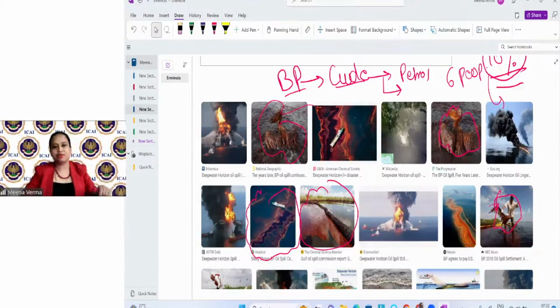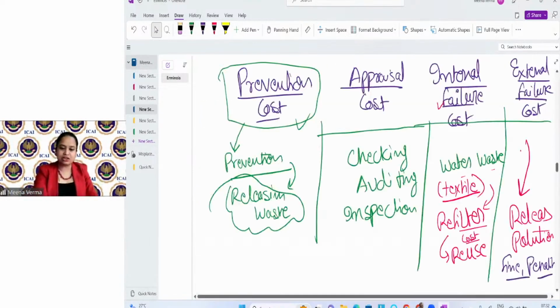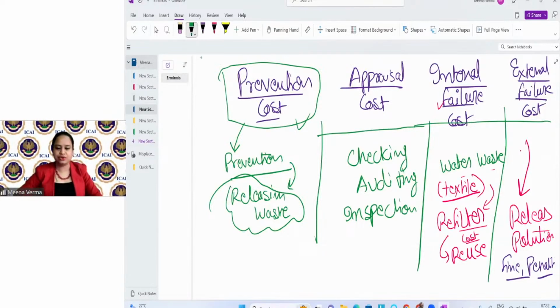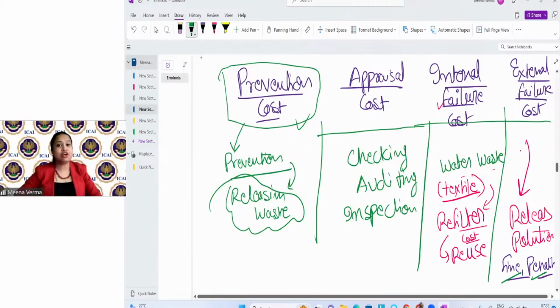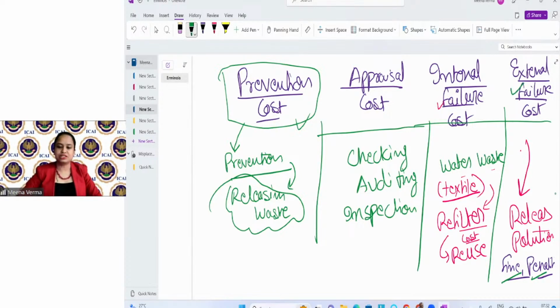So now what will happen? The British government imposed a huge penalty on British Petroleum Company. Huge fine, and all the cleaning costs, cleaning of the ocean, was borne by this company. They have to clean the entire ocean from this crude oil. So in this case, the company will have to incur fine, penalties, and the cleaning cost of the ocean. That will be external failure cost.